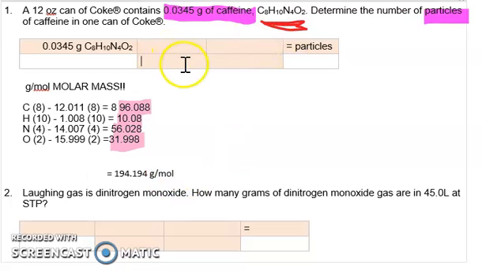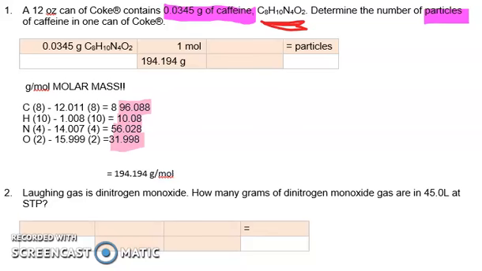So now that I know that there are 194.194 grams, I know that grams has to go on the bottom because it's at the top and I want to cancel it out, per 1 mole. Beautiful. That took a long time. So I have grams at the top, grams at the bottom. That cancels out. I still have moles, and I need particles.